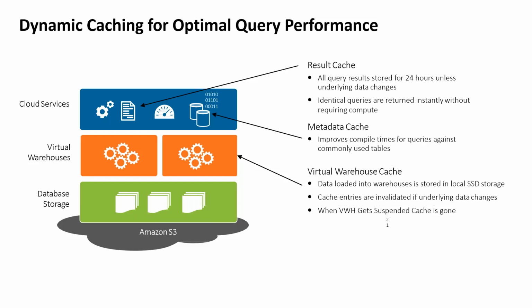Okay, and then virtual warehouse cache. Whenever you use a virtual warehouse, it goes and gets the data from the S3 buckets, so it caches. That's called the SSD cache as well. Whenever you run your query, it reads from the virtual warehouse if the data is already there.